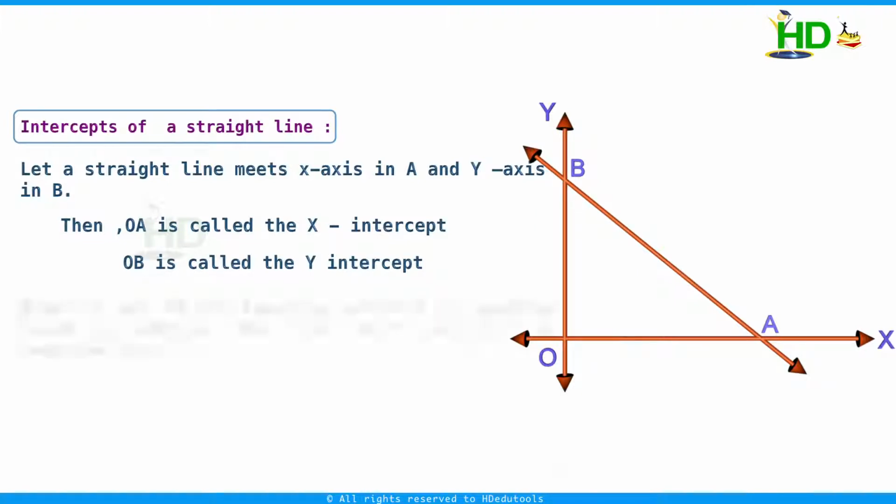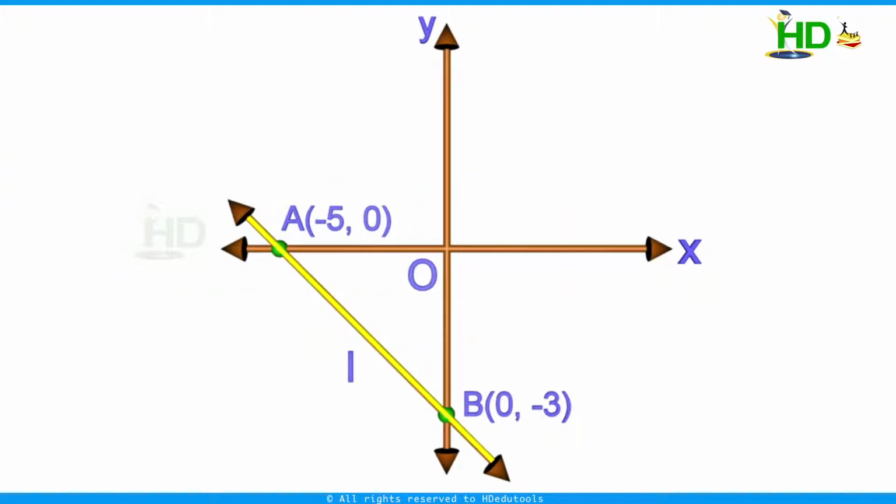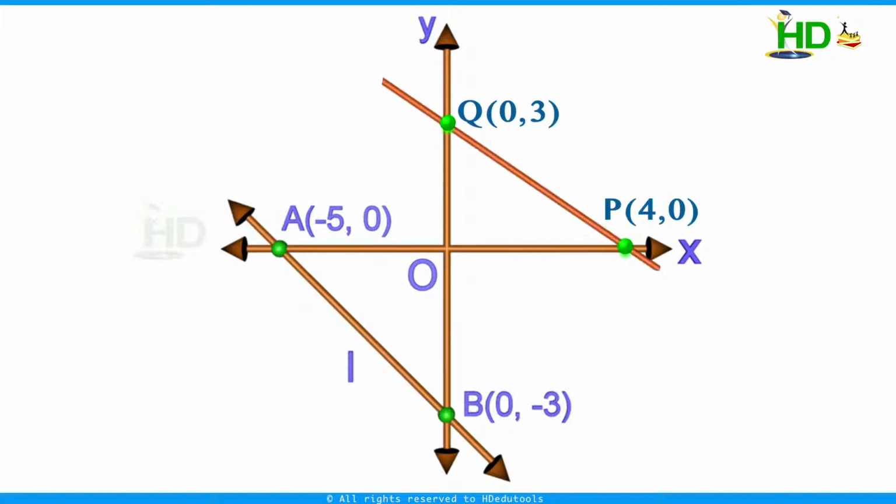And the values of OA and OB are taken as positive or negative based on whether the line meets the positive or negative axis. Suppose you consider this line. This line meets the x-axis at (-5, 0) and the y-axis at (0, -3). In this case, the x-intercept is -5 and the y-intercept is -3. If the line is like this, the x-intercept is 4 and the y-intercept is 3.